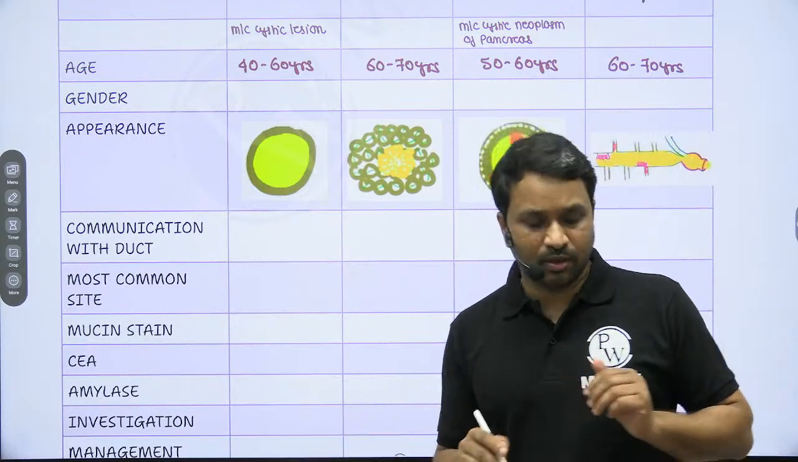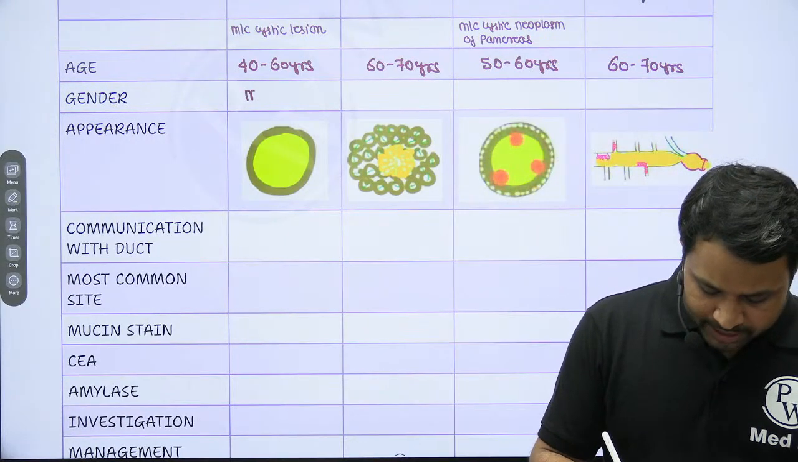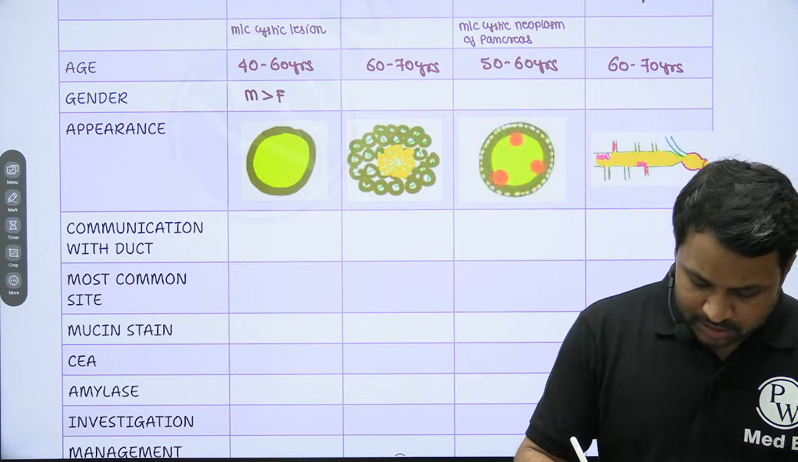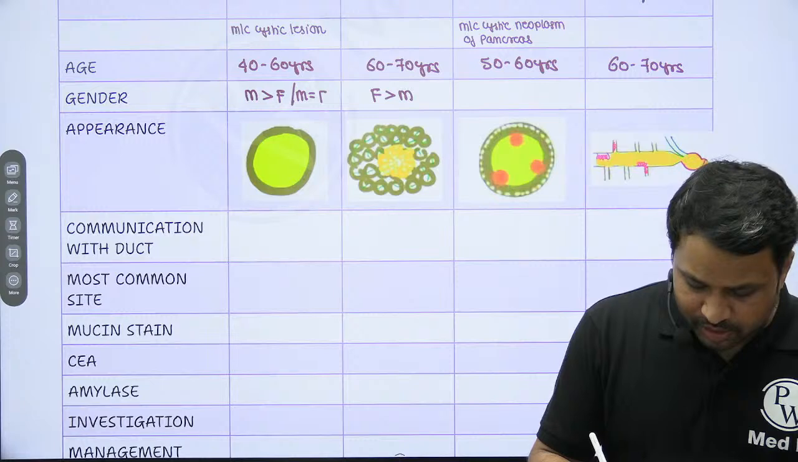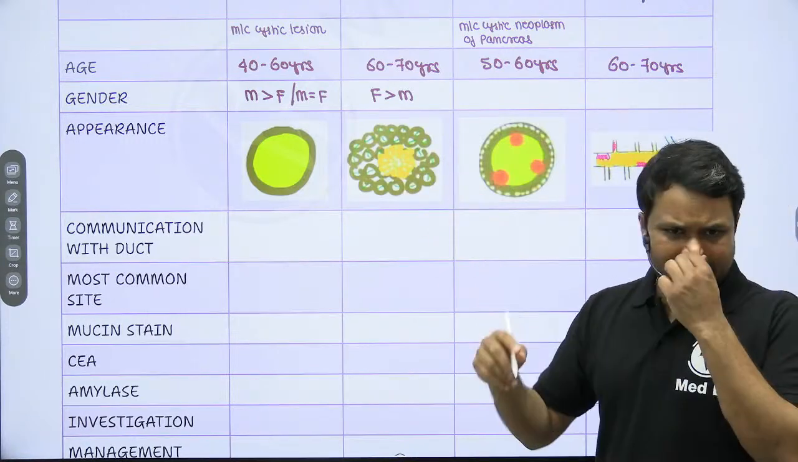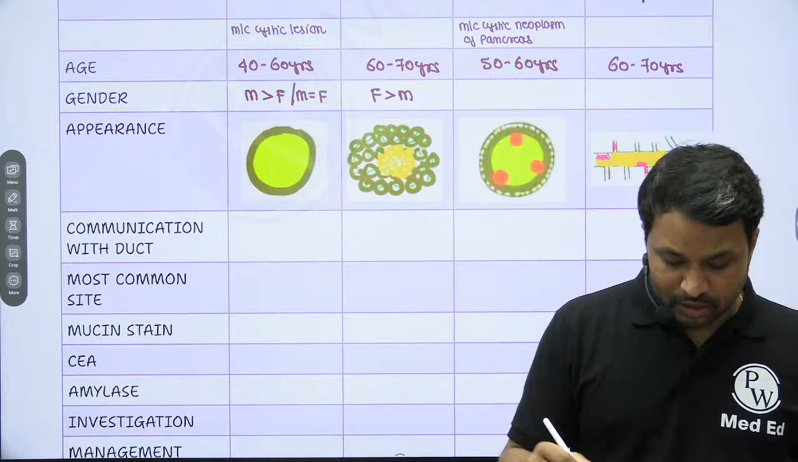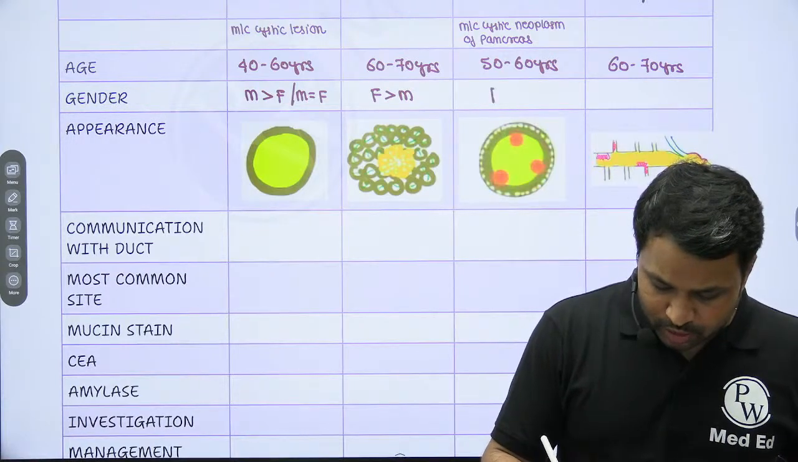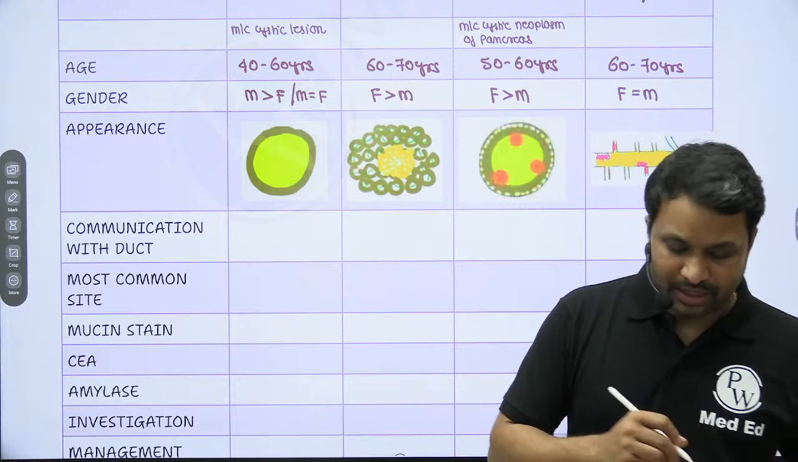Okay. Now, when you talk about the sex, remember pseudocyst of the pancreas is more likely to be seen in males when compared to females. See, pseudocysts can be equally seen in males and females also. You can have both, but usually it is slightly more predicted towards males. Serous adenoma is more common in females. Your mucinous adenoma is also more common in females. IPMN is equally seen in males as well as females, right?